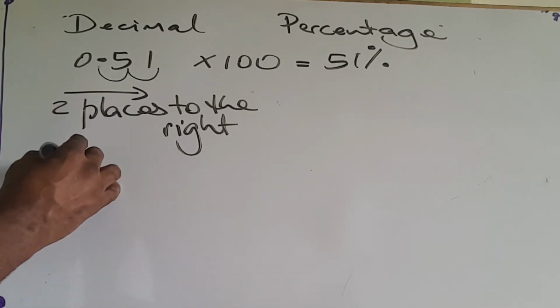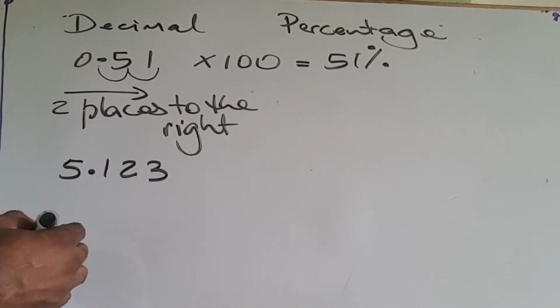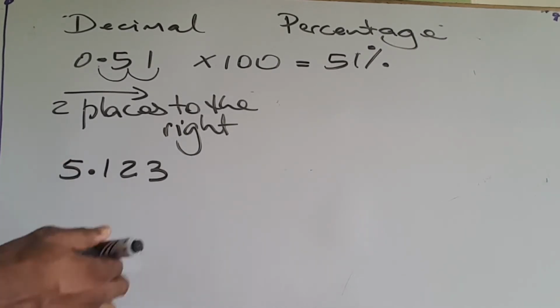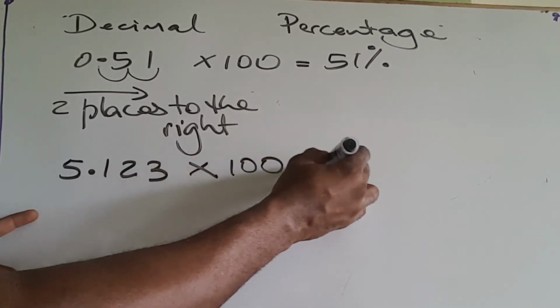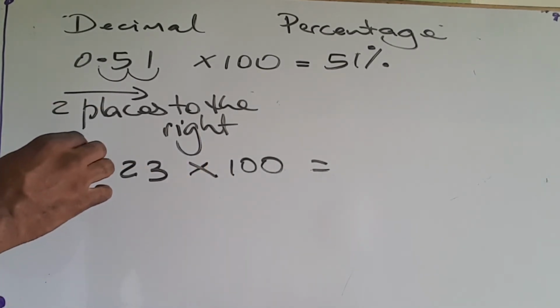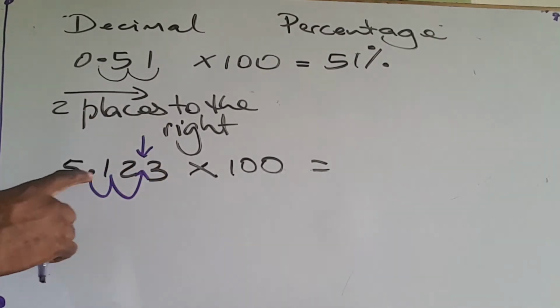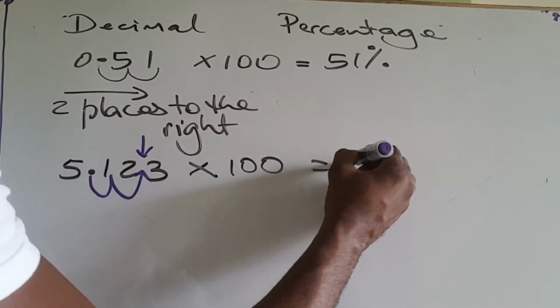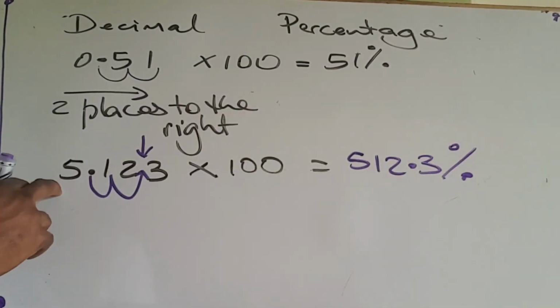What if I have 5.123 and I want to change this to percentage? Doesn't matter what I have, as long as I'm going to change to percentage, I multiply by 100. Well, if I don't have my calculators, then I could easily move the decimal point 2 places to the right. It's going to lodge itself between the 2 and the 3. My answer, 512.3%. So 5.123 as a percentage is 512.3%.